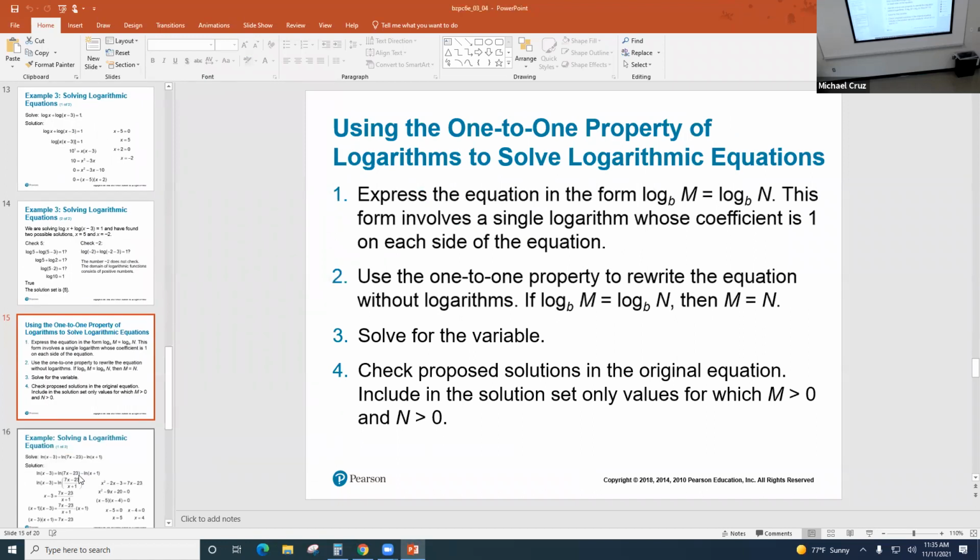And then there's this thing called the one-to-one property for logarithms, and you can also solve with that. So what you have to do is express the equation in the form of one log with one base equal to the same log base of another value. And then this gives us a single logarithm whose coefficient is 1 on each side of the equation. And then we use the one-to-one property to rewrite it, okay? In other words, we do what we just did in the first case earlier.